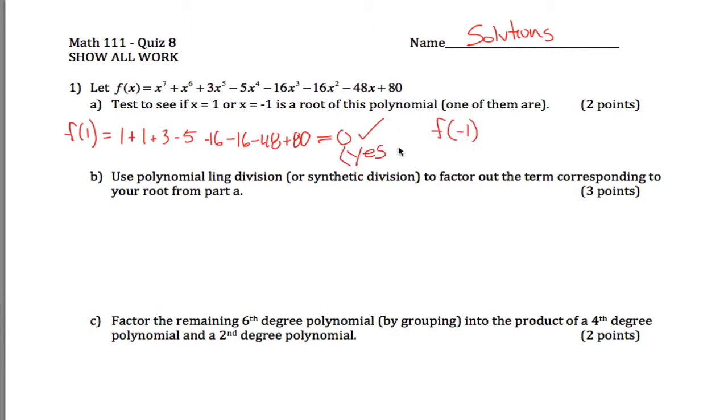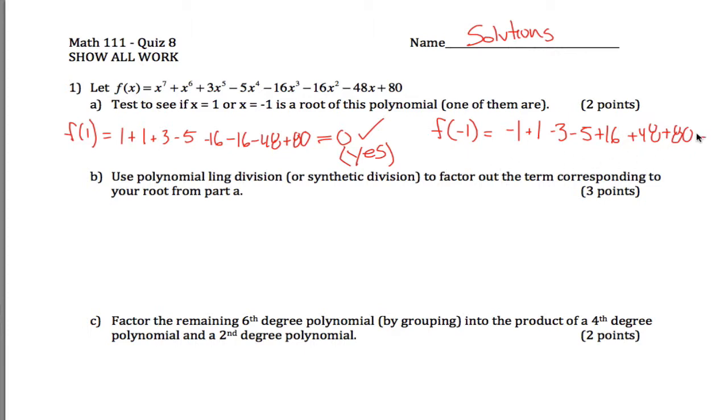What about negative 1? Negative 1 to the 7th power is negative 1. Negative 1 to the 6th. 3 times negative 1 to the 5th. And so on. You'd end up with this mess.